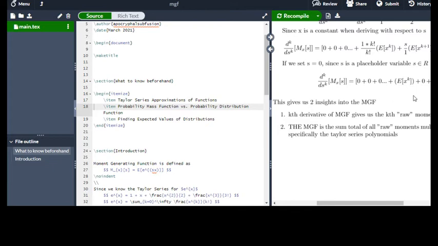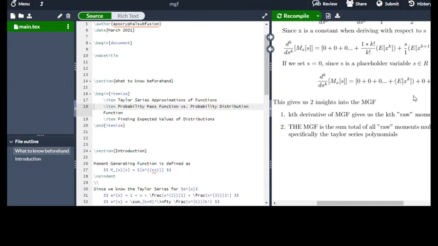So this gives us two ideas behind what the MGF is actually doing. First off, it's called the moment generating function because every derivative generates a moment, that specific moment that you want to find. And second, the MGF encapsulates, it gives you all the information for all the moments.